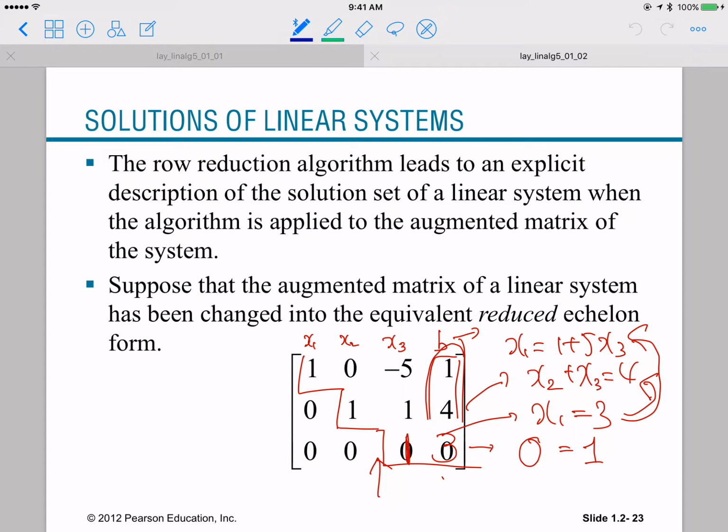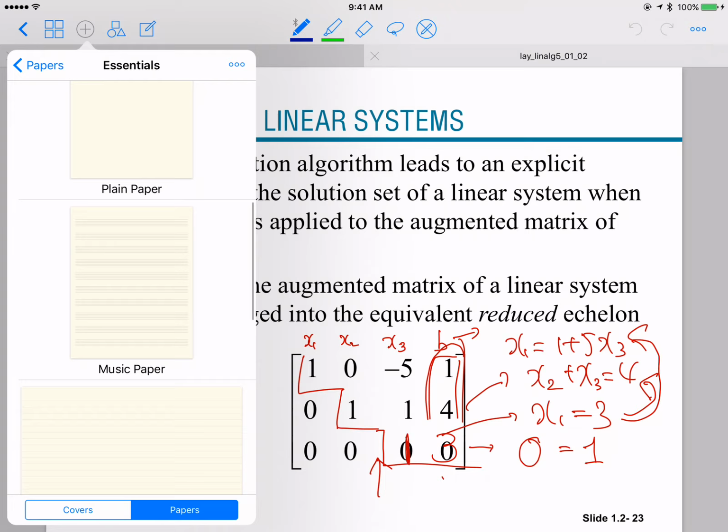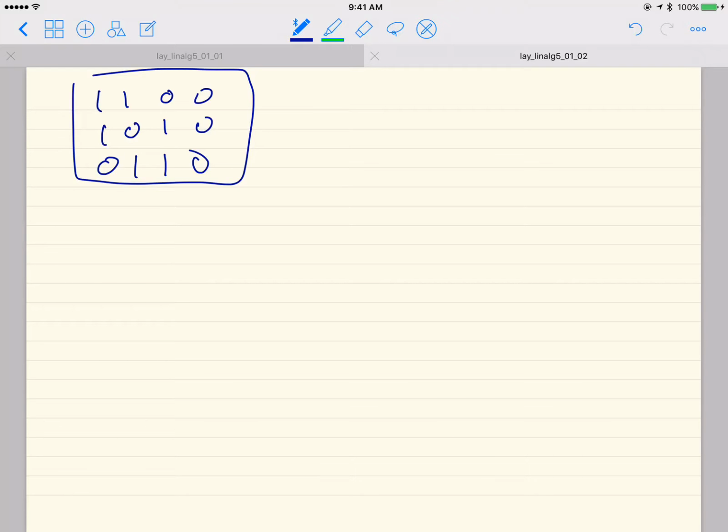Is this an echelon form of the matrix 1 1 0 0, 1 0 1 0, 0 1 1 0? Yeah, the question is whether this is an echelon form or not. Yes, or no. Again, yes.